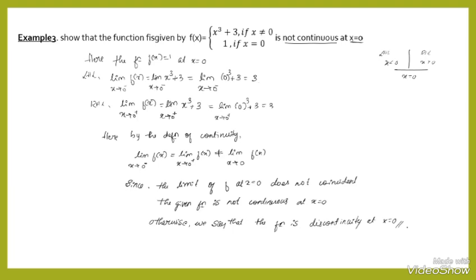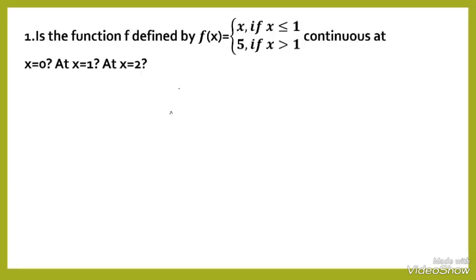Now, let's discuss the next question. Let's discuss the questions one by one. Is the function f defined by f(x) = x if x is less than 1, and f(x) = 5 if x is greater than 1, continuous at x = 0, at x = 1, and at x = 2? Now, we check one by one.